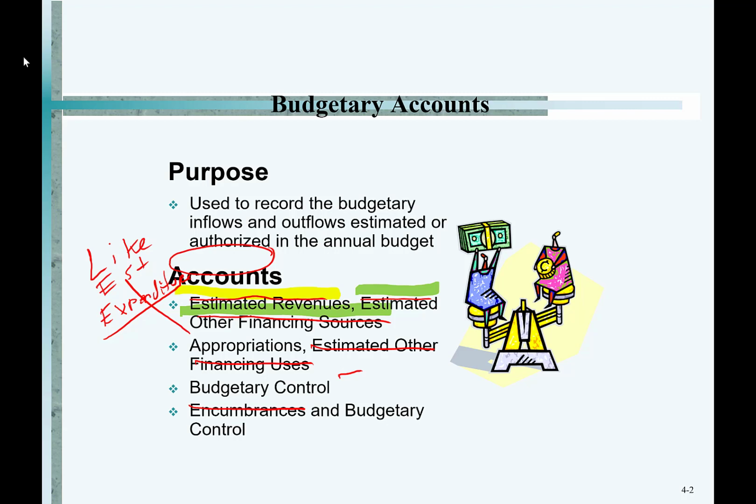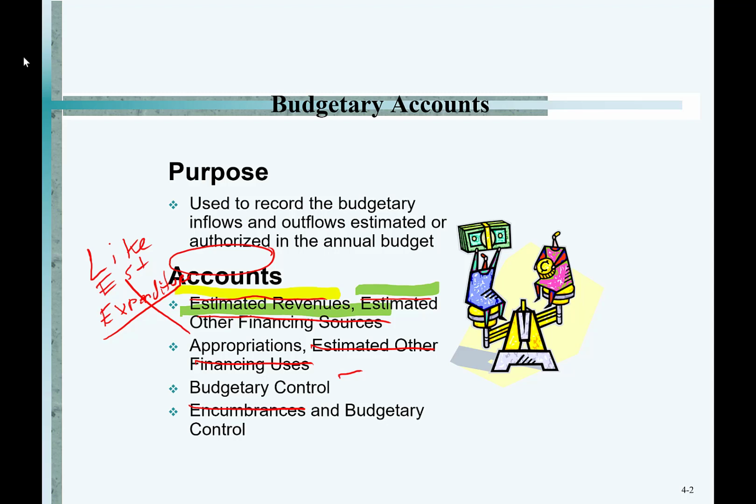Now, you know that we have revenues and we have other financing sources on our statement of revenues, expenditures, and change in fund balance. You know that we have expenditures and what? Other financing uses, right? So we have money that's going to be coming in and money that's going to be going out. What we have to do in our budgetary accounting is actually estimate what we think these resource inflows and outflows are going to be.